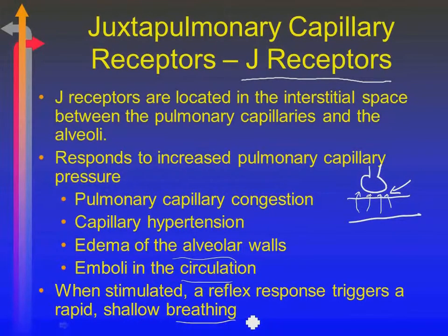They start breathing like a spaniel. So somebody who has, say, congestive heart failure, where blood backs up into the interstitial space, ends up, as a response, breathing rapid and shallow. They're called J receptors, J for juxtapulmonary, just next to the pulmonary capillaries.